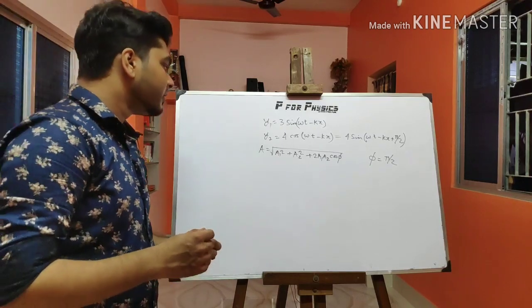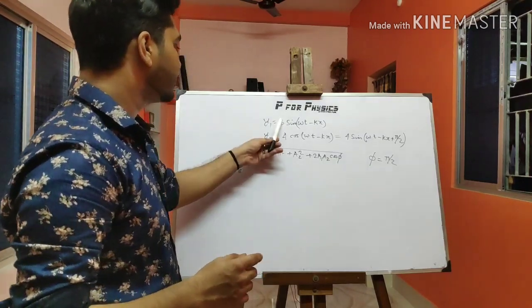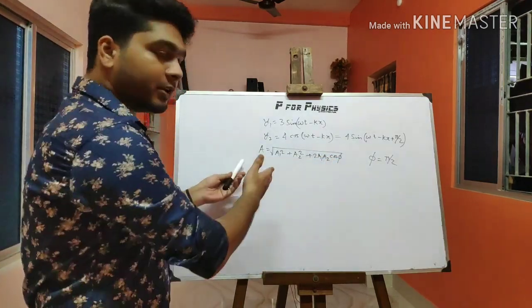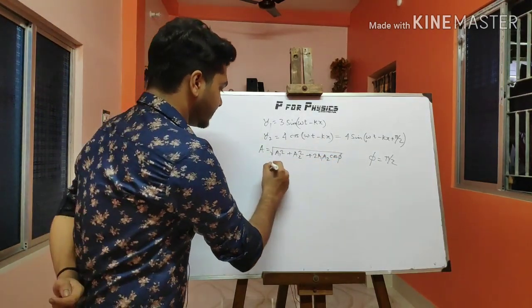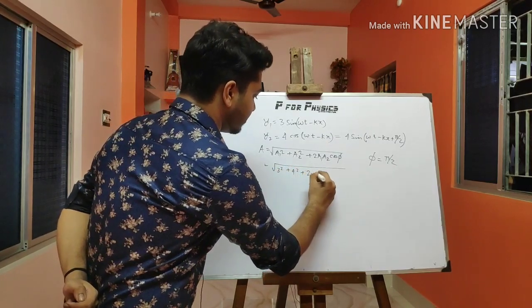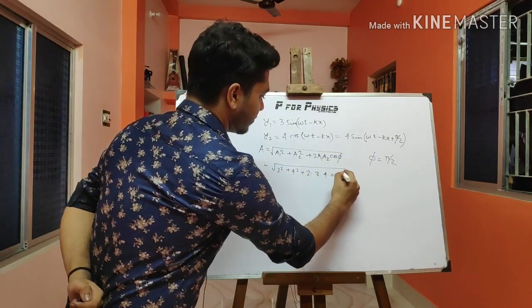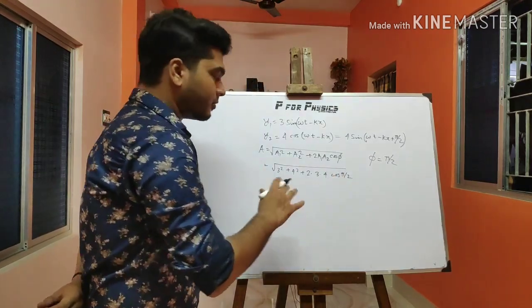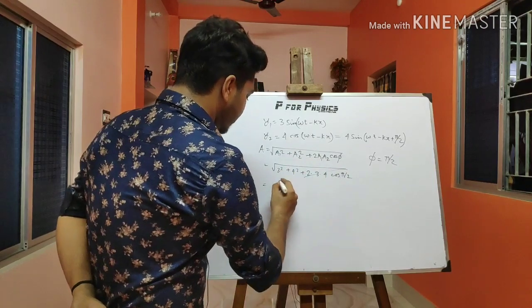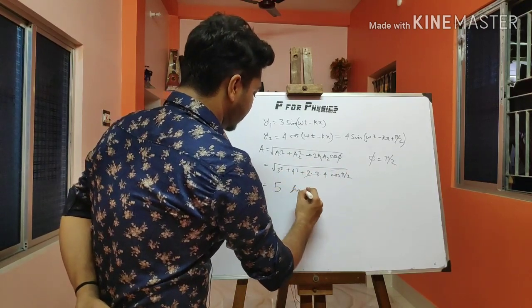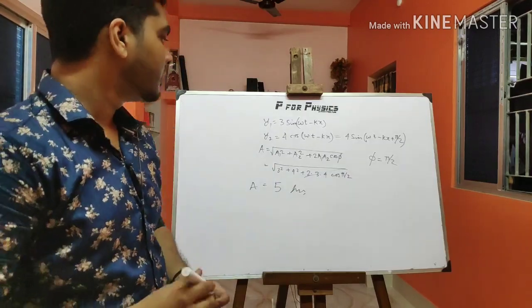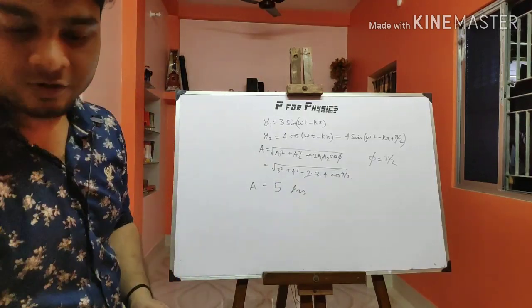And as you can see in this question, a1 is 3, a2 is 4, phi is pi by 2. Just put it in the equation, you have your answer. So it should be root of 3 square plus 4 square plus 2 into 3 into 4 cos pi by 2. Cos pi by 2 is 0, so this whole term disappears and the answer is 5. So it was easy. Let's look at the next question.